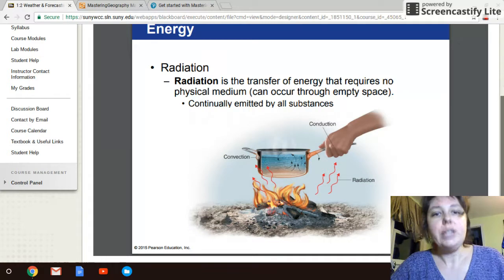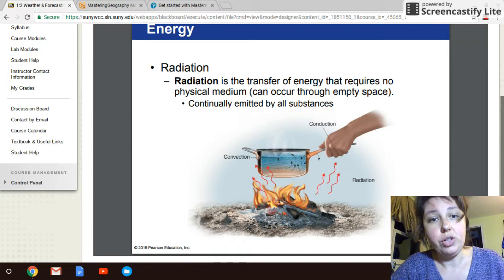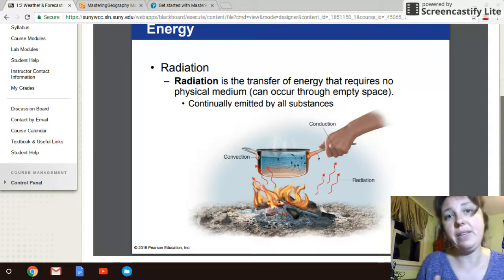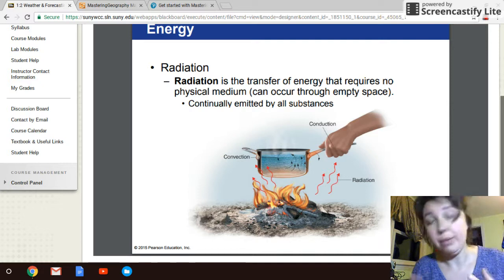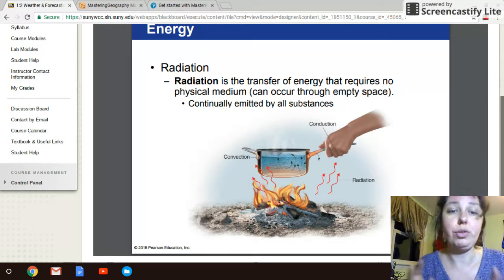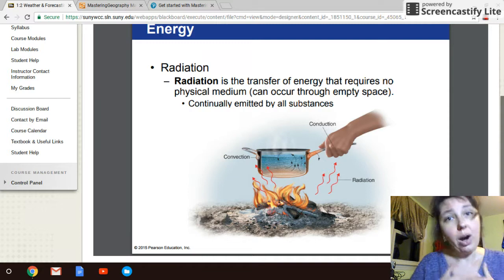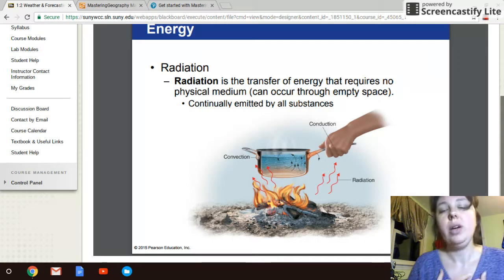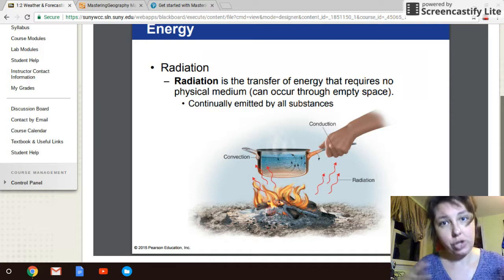The last one is radiation. Radiation is the transference of heat energy, and it requires no medium. Radiation is what we think of as electromagnetic spectrum. These are photon particles. This is specifically things like sunlight, right? Sunlight is a form of electromagnetic radiation. We ourselves put out thermal infrared radiation. So we actually radiate energy off of our bodies.